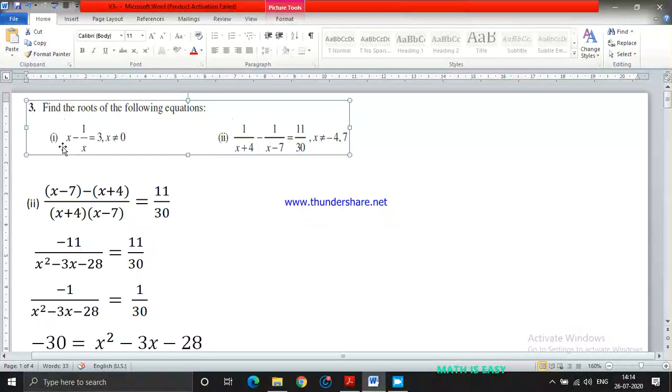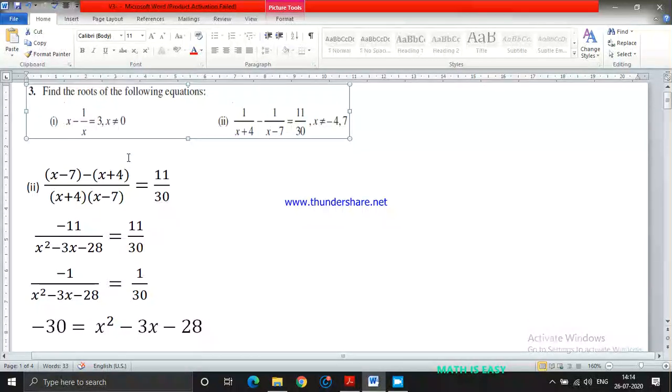So for the first question also you take the LCM. This x you can write as x upon 1. So x will be the LCM, then you will get numerator as x square minus 1 upon x equals to 3. So simplify that equation, you will get the answer.